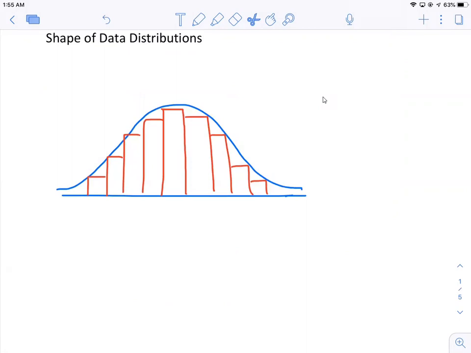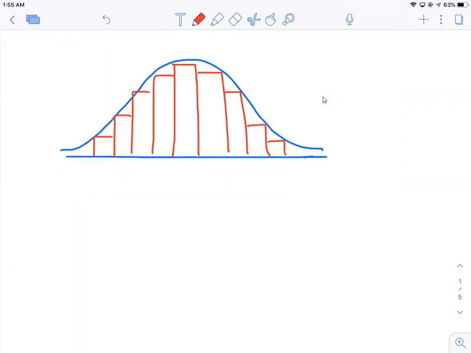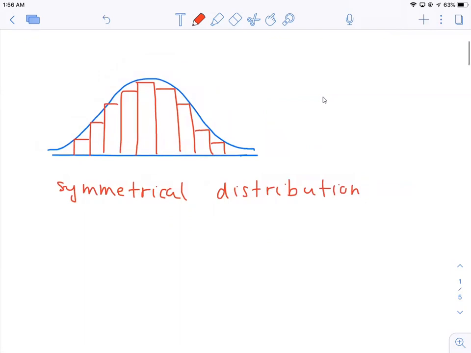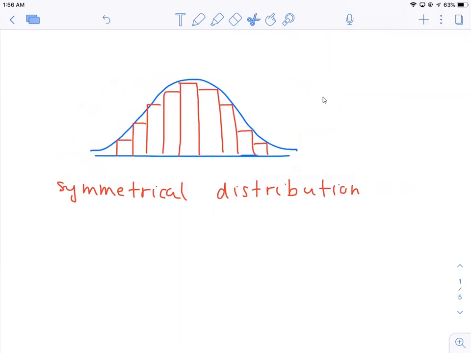So this is going to be our first shape. I'm going to call this a symmetrical distribution because it looks symmetrical. Symmetrical distribution is when our data is evenly spread out on both sides, and it looks symmetrical. So pretty easy to tell that one.